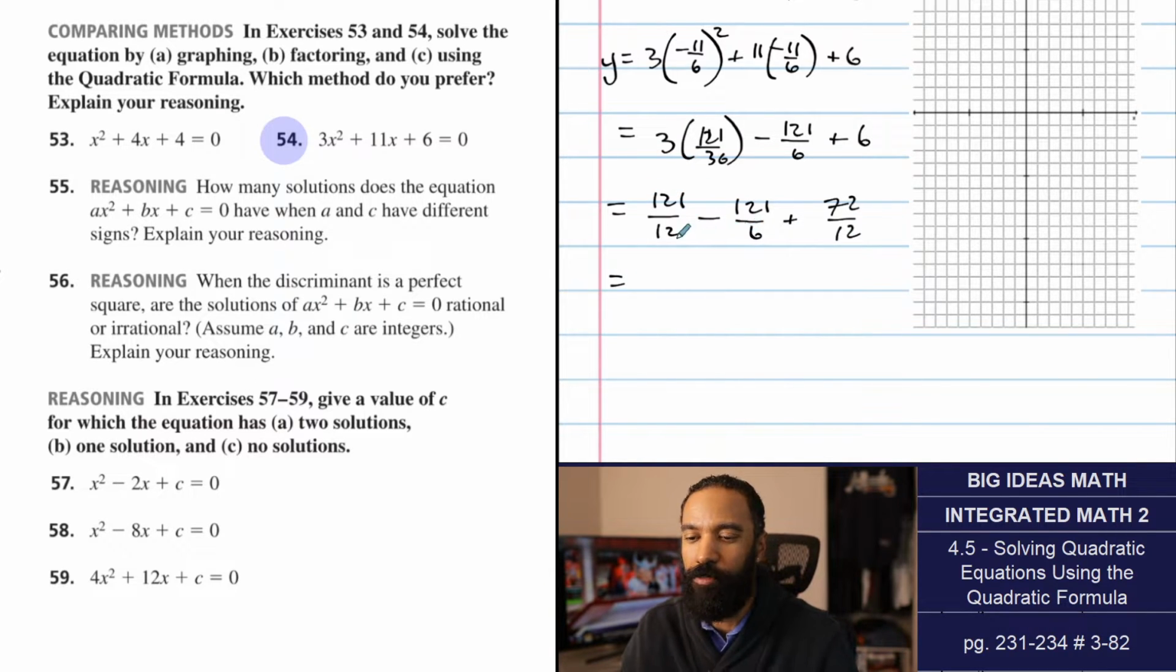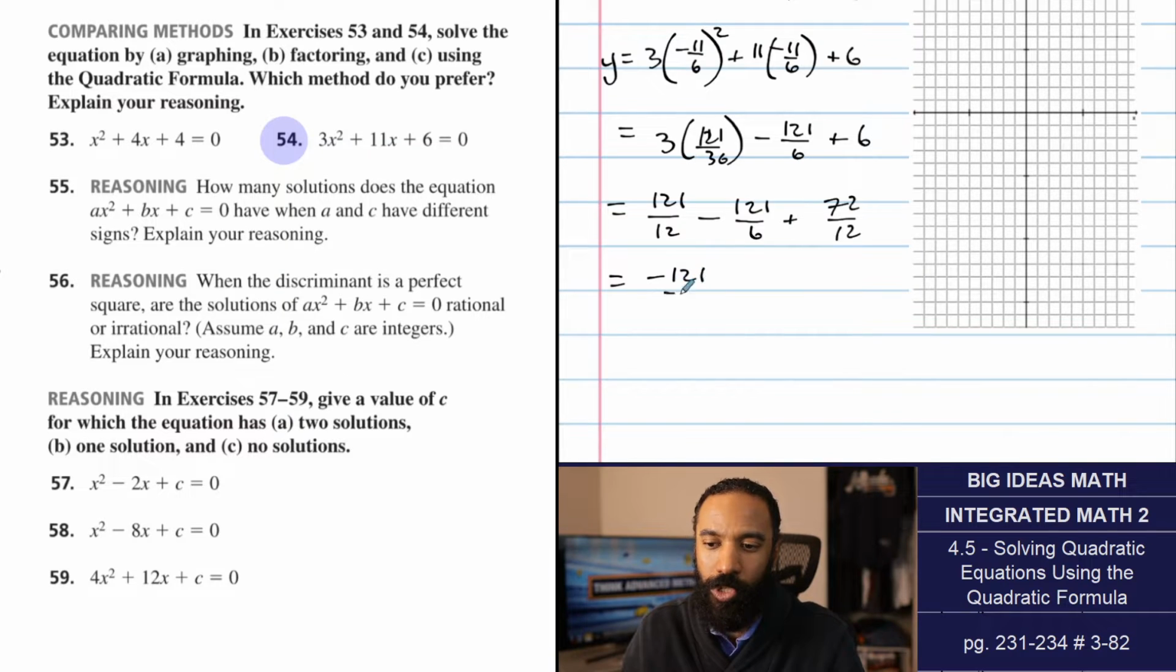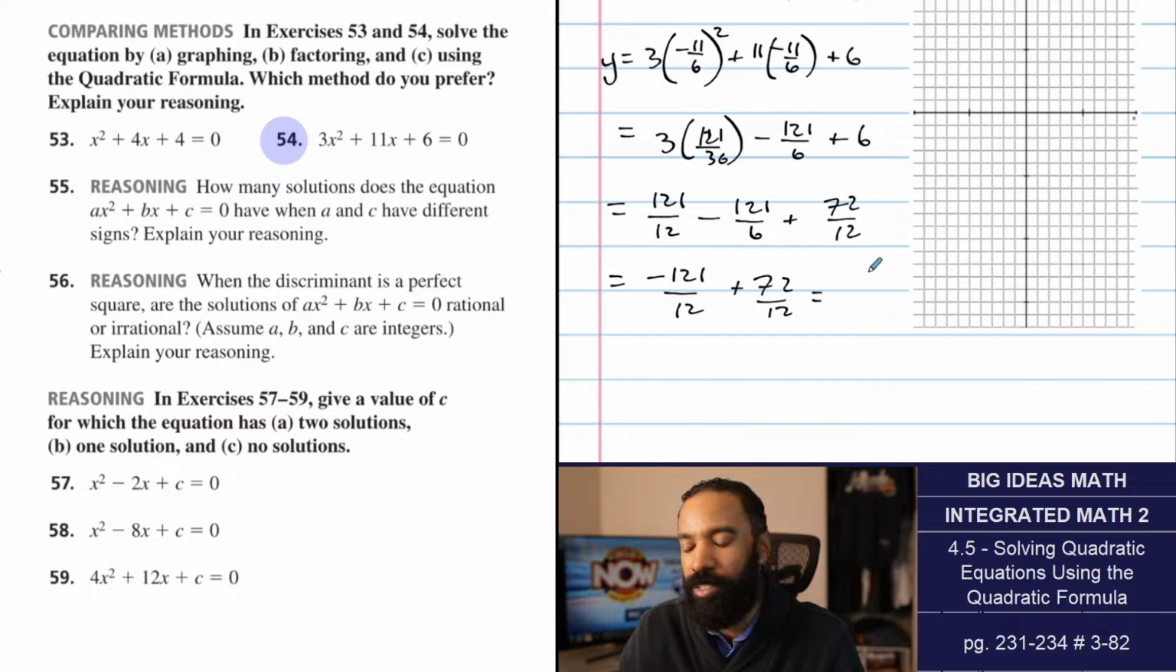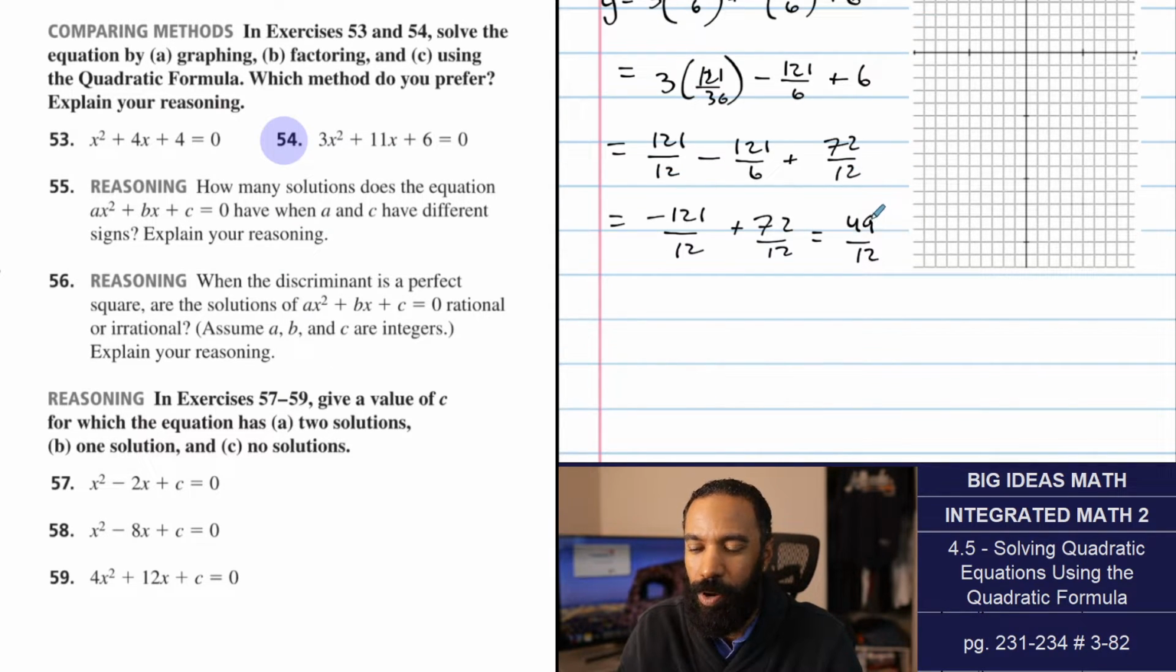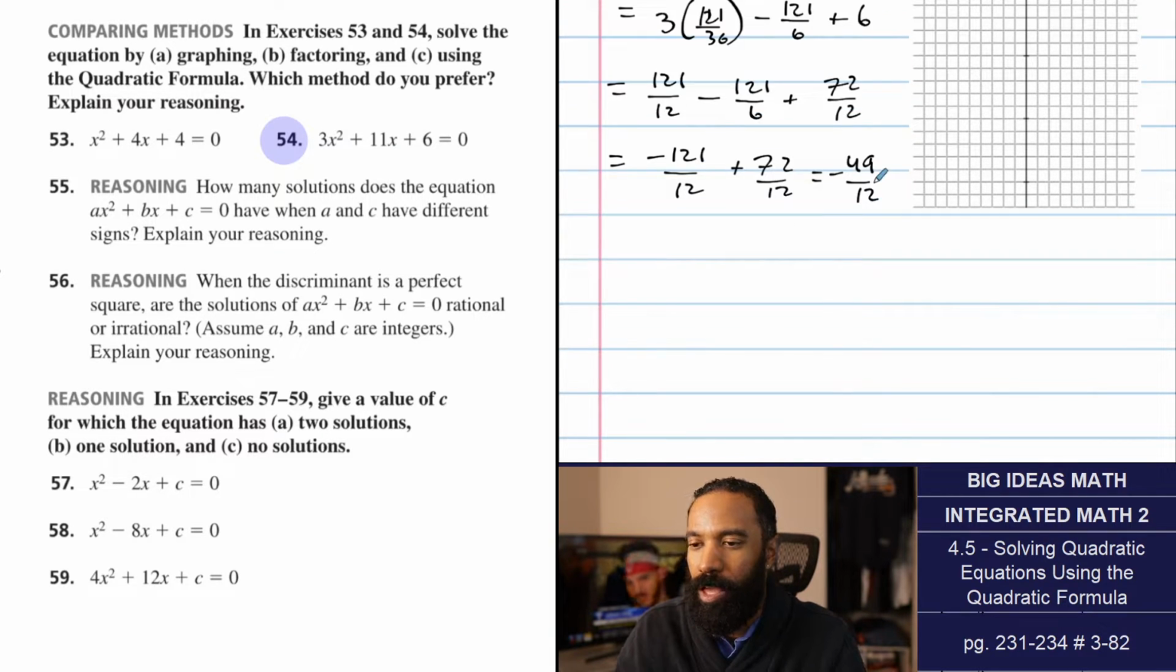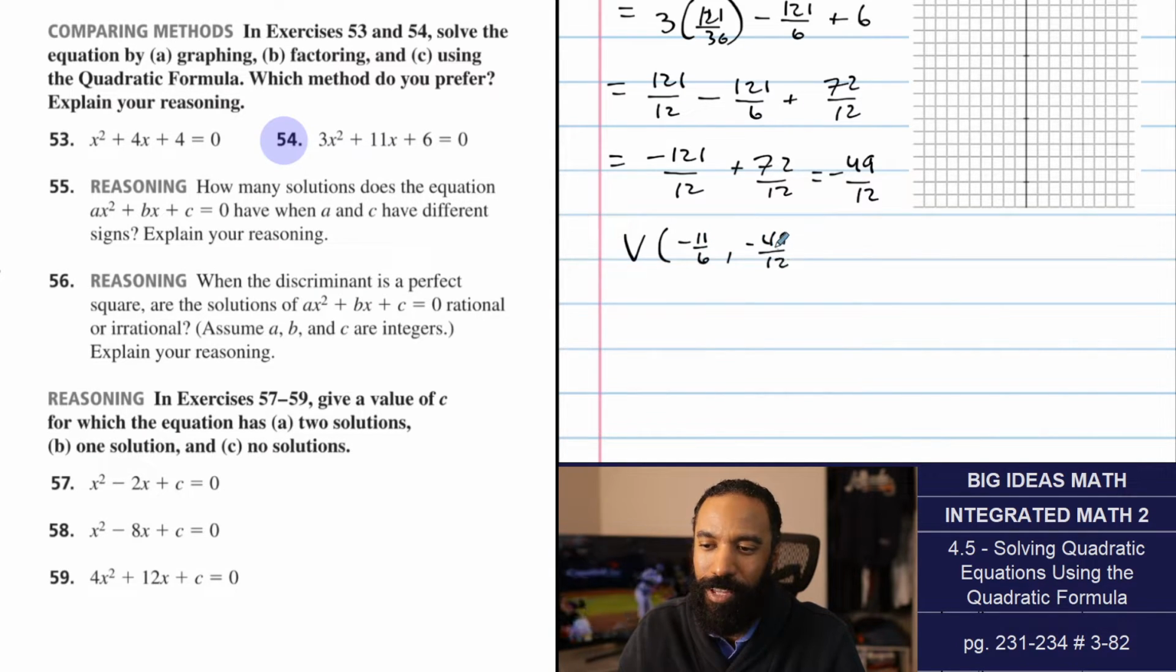This 121 over 12 minus 121 over 6 is negative 121 over 12. And plus 72 over 12 is 49. Oh, at least that's not bad. 49 over 12. No, it is. We're not taking the square root. So it is negative 49 over 12. Okay, so your vertex is at negative 11 over 6, comma, negative 49 over 12.